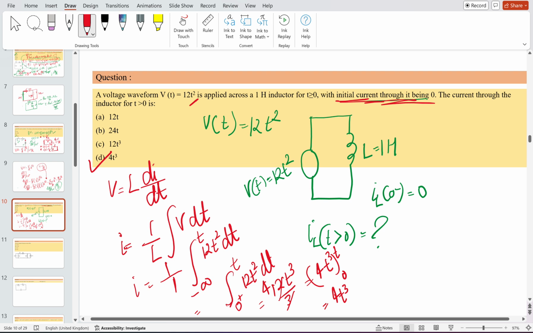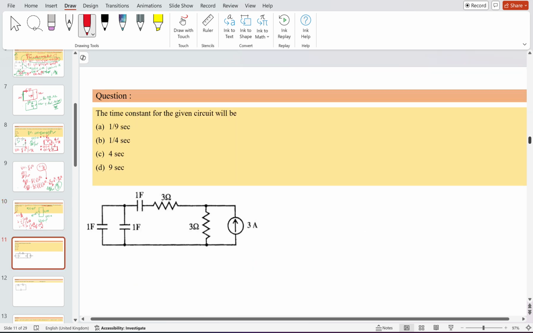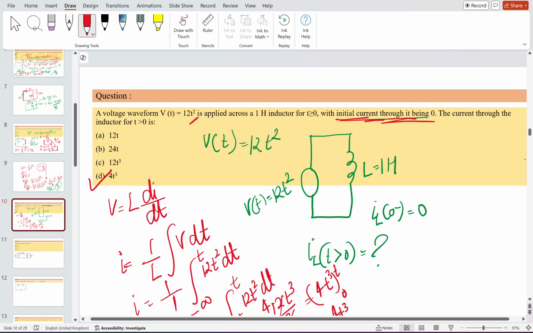Use that equation itself. That's why it is very important that you should be mentally present at that point of time. It means that the current voltage equation is L di by dt, so the current will be the integration of V. So V is 12t square, and on integration it became t cube.